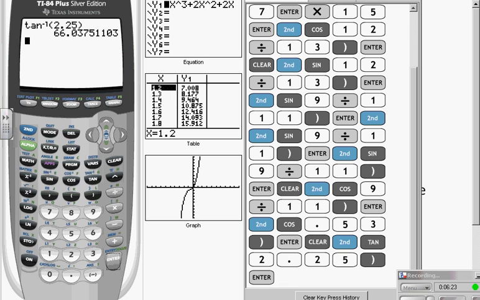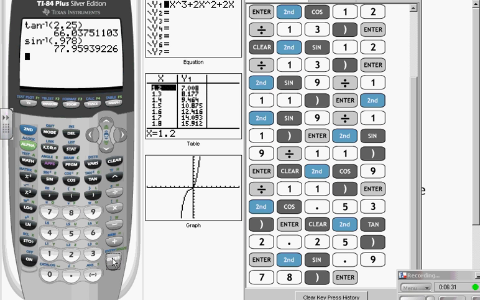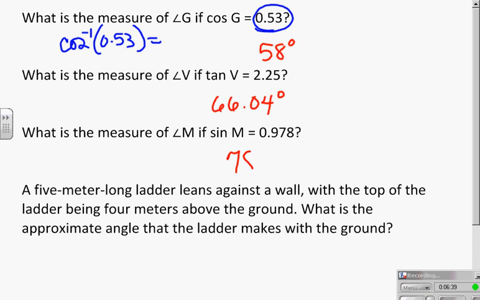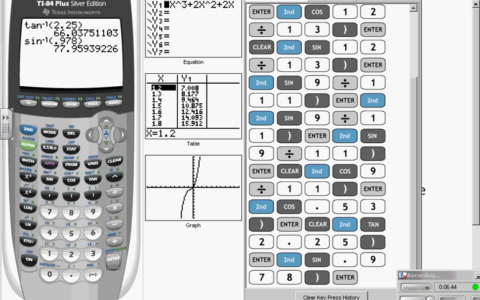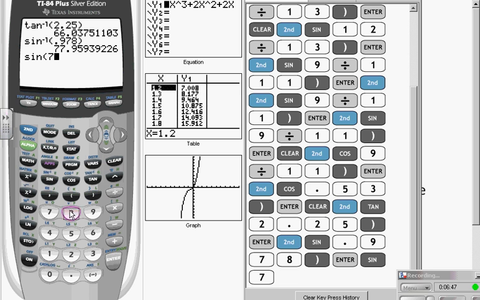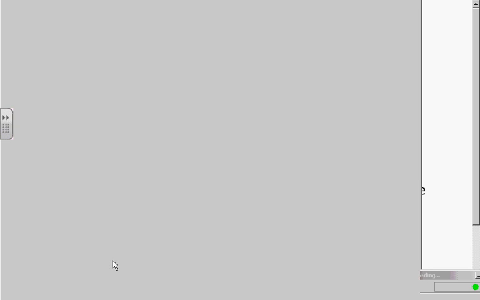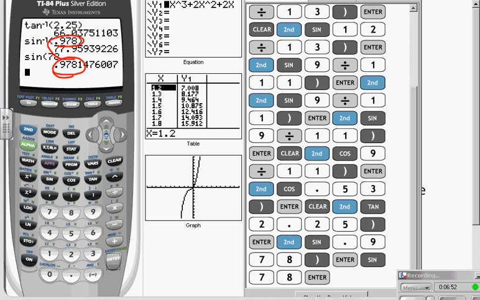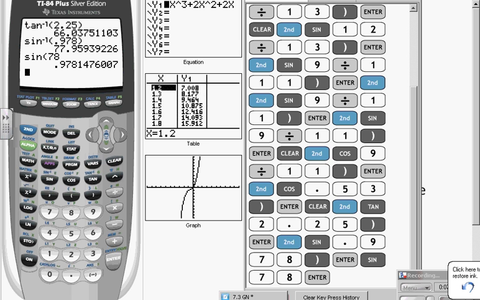And if I'm talking about the second function sine of 0.978, then I'm talking about a 78-degree angle. Now, if you want to check your answer, you can quickly check it by saying the sine of 78 degrees, and your decimal answer here better be close to what you inputted. And that is how you can check your answer very quickly also.